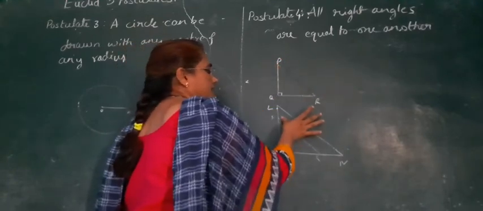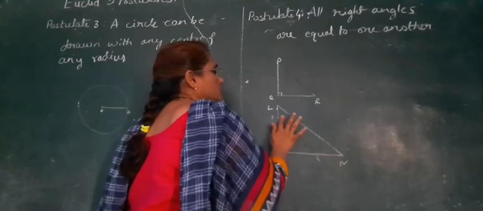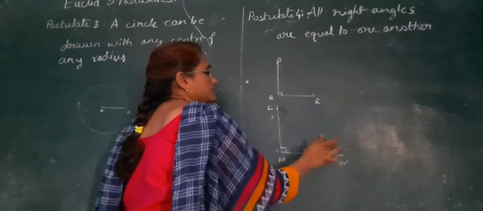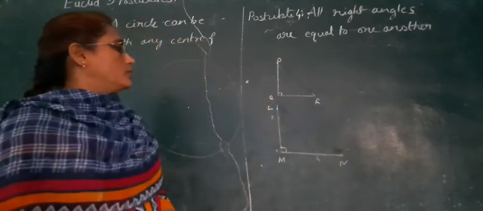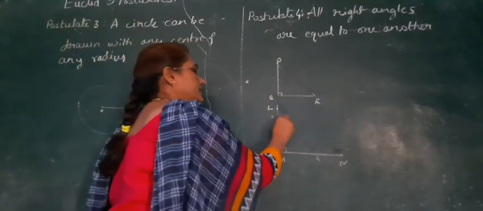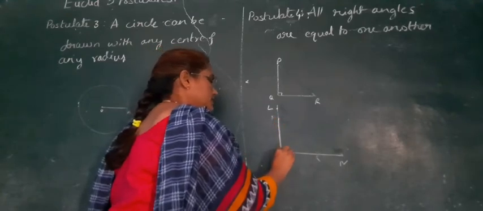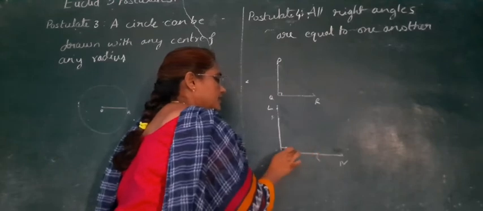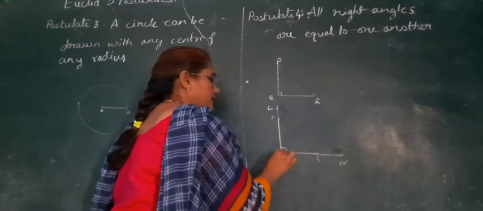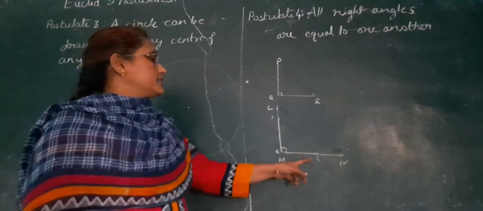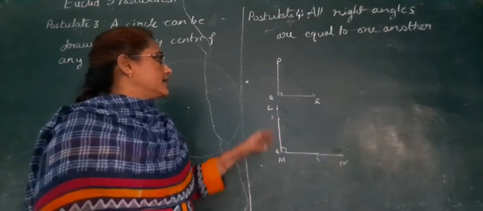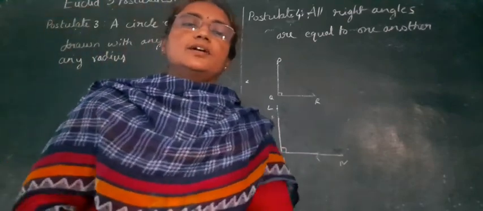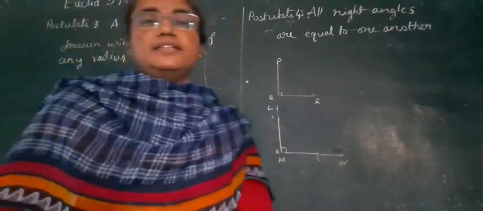Therefore, see now, this angle coincides with this angle here, because QR is a very small line. Therefore, QR will stand like this. PQ is on this line. So, all right angles are equal to one another. This is how the postulates were made by Euclid.